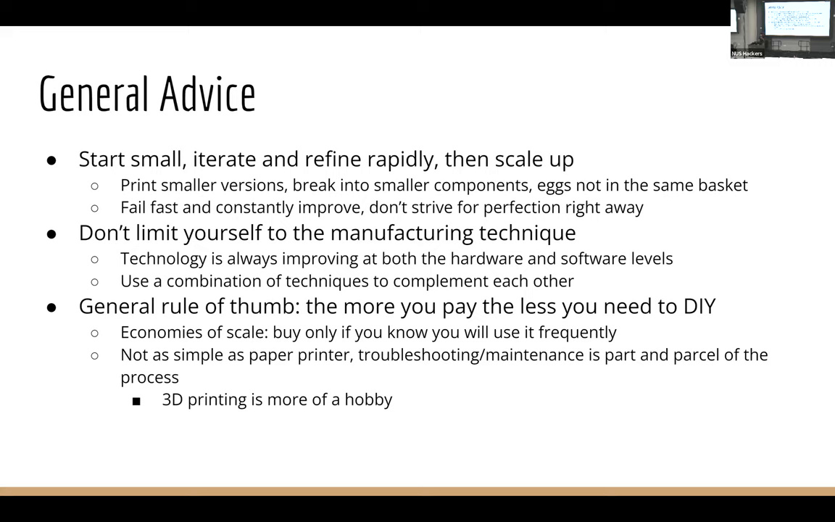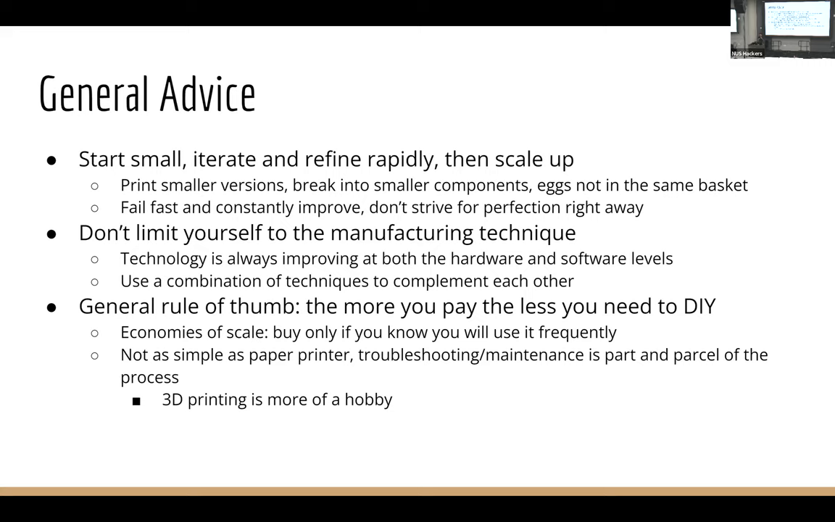So the rule of thumb is to fail fast and constantly improve. Don't go for perfection right at the start. This is unlike academics. Here, you don't need to go for perfection right at the start. And I've talked about quite a few manufacturing techniques. Don't limit yourself to a single one. A lot of times you can combine all these techniques together.